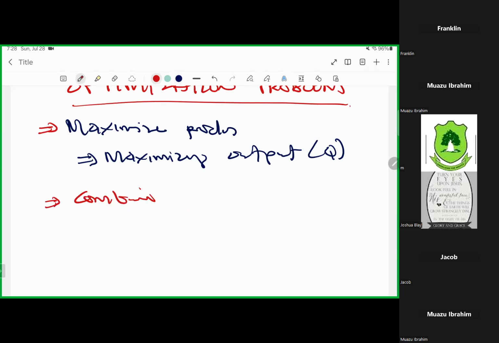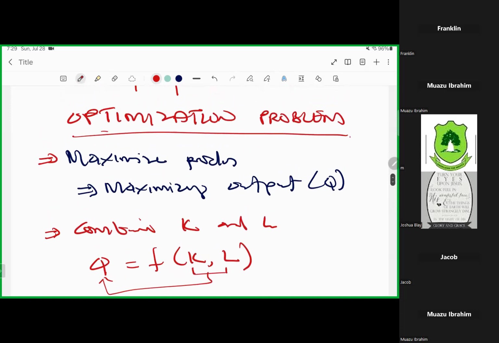the two factors of production, which are capital and labor. So to be able to produce Q as the production, you would need to have capital and then labor. Because capital and labor are the inputs that you will use to produce your output. Now, we are talking about optimization, and optimization is basically looking at what? To maximize something or to minimize something.